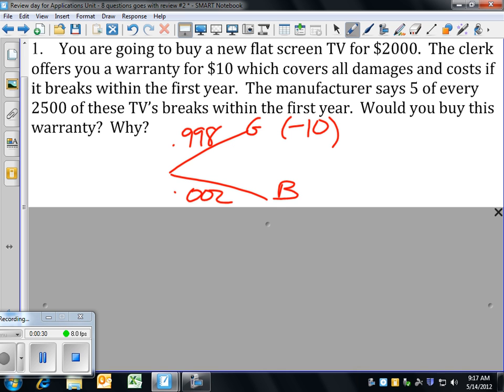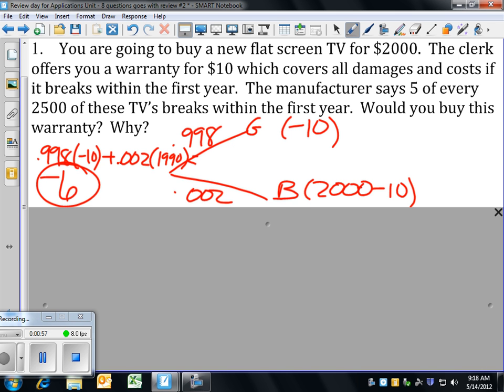And in that case, it's 2,000 minus 10. So then to set it up, everyone needs to listen. And the answer should come out to be -6. So, would you buy this warranty? No, because it's negative. The company's making money.